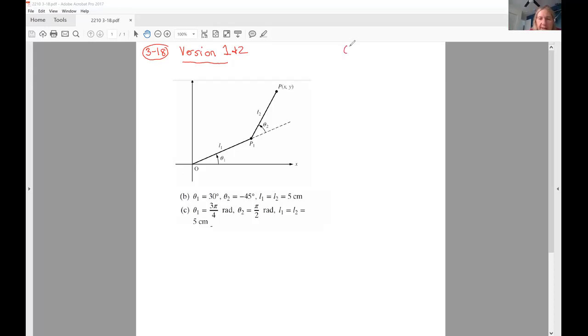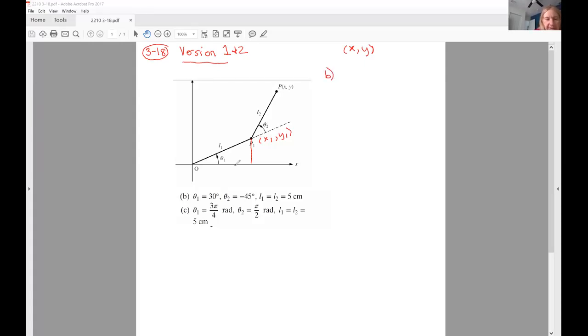Basically, we want to know what x comma y is. And we have these two different triangles, so we have to do it piece by piece. So first thing I'm going to do is drop a line straight down here, and I'm going to find out what the xy of P1 is. So we'll call this x1 comma y1. Okay. And we know that theta 1 is 30 degrees for B. So let's do B first.